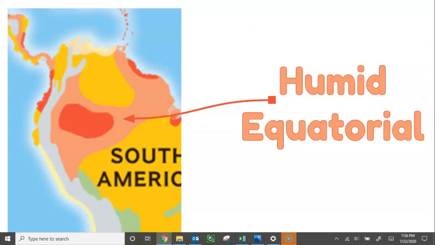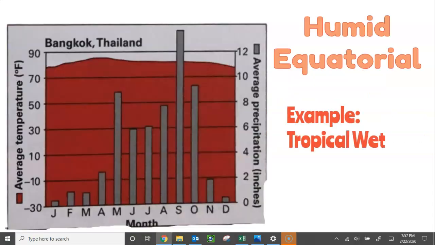Next, we have humid equatorial. Humid equatorial climates are found near the equator. They have high temperatures and rainfall all or most of the year. Plant life includes tropical plants and rainforests or grasslands with trees. One example of a humid equatorial is a tropical wet climate. They're hot and rainy all year long. You might think of a rainforest with a tropical wet climate.